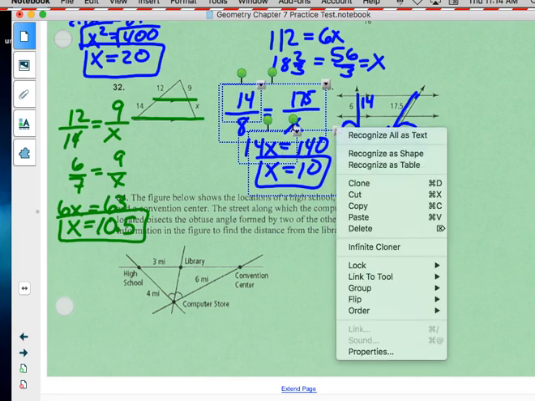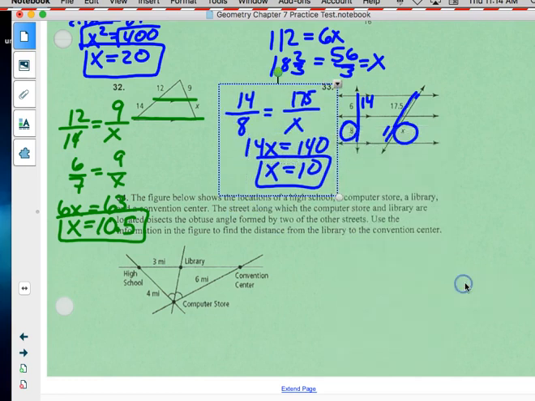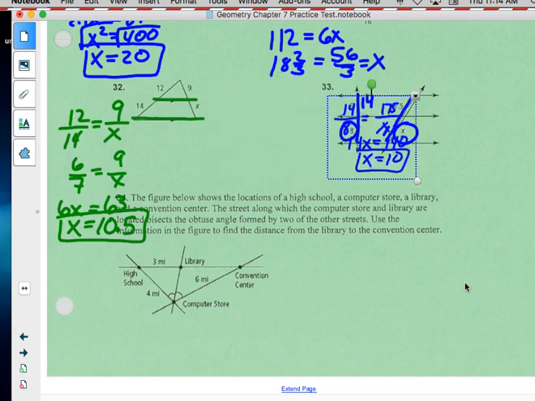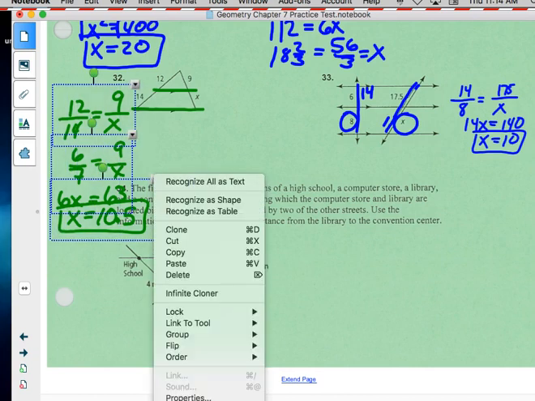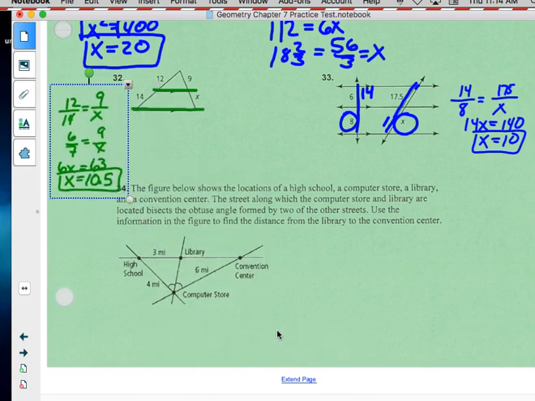I'm going to slide that up. We'll group that up a little bit, make that smaller, and we'll get to this last problem. Now, in this last problem, it's a word problem. We're going to group this one as well, get it out of the way.